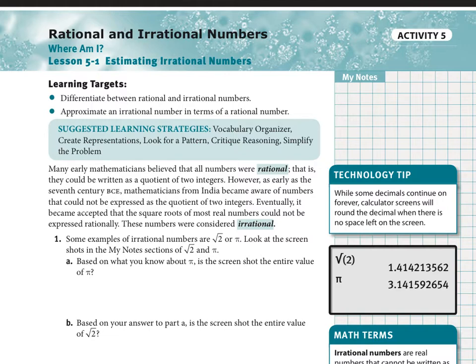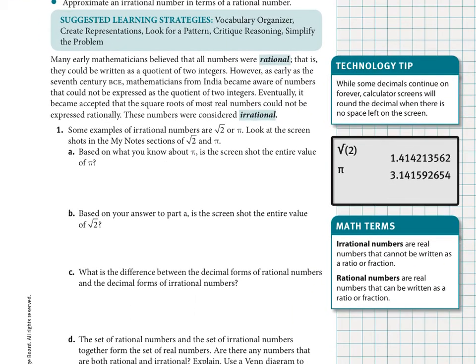Some examples of irrational numbers are the square root of 2, or pi that we just kind of talked about. And if you put those in a calculator, square root of 2, you're going to see on the right there, it's about 1.414213, right? That number is just going to go on and on and on forever.